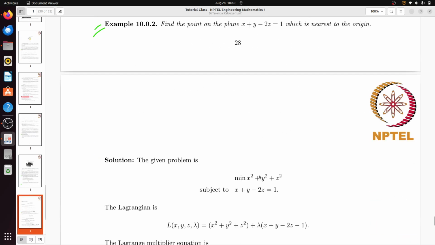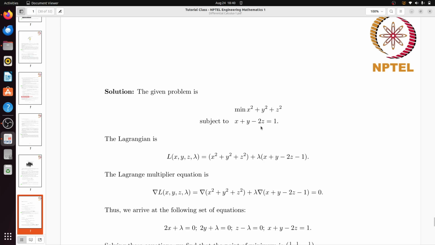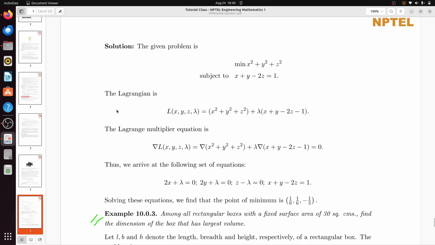So the given problem is minimizing x square plus y square plus z square subject to x plus y minus 2z equal to 1. So the Lagrangian function is L(x, y, z, lambda) equals x square plus y square plus z square plus lambda into (x plus y minus 2z minus 1).